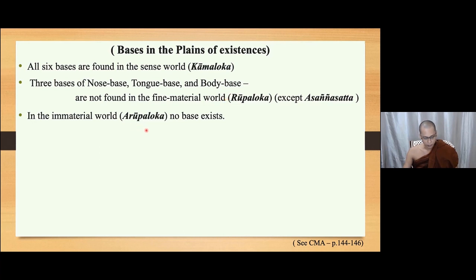Then for the Arupa Loka it is obvious: no materiality, no base, because all the bases are materiality. In the case of the doors, the last one is the mental door. In the case of the bases, all six are materiality. That's why there is no base in the immaterial world.